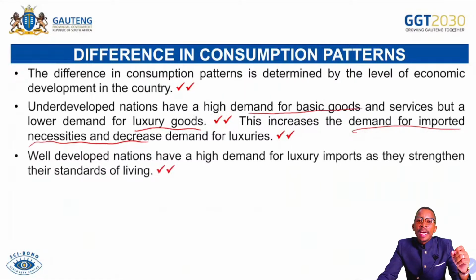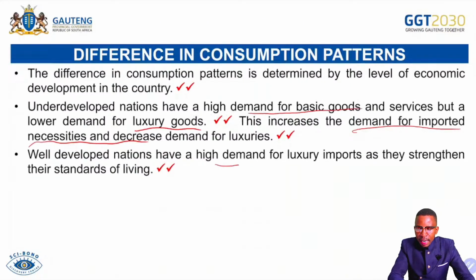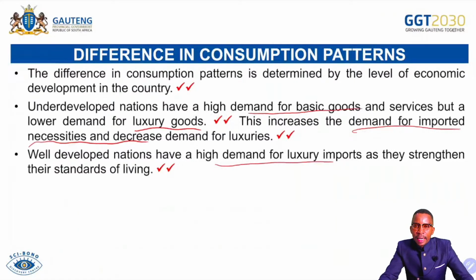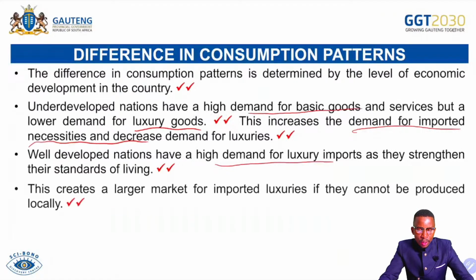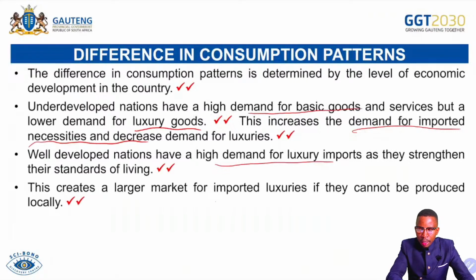Developed nations demand less of necessities and most of luxuries because they want to keep up with their living standards. So in that case, as they want to import goods, they import luxuries rather than necessities. Well-developed nations have high demand for luxury imports as they strengthen their standards of living. So this creates a larger market for imported luxuries if they cannot be produced locally.